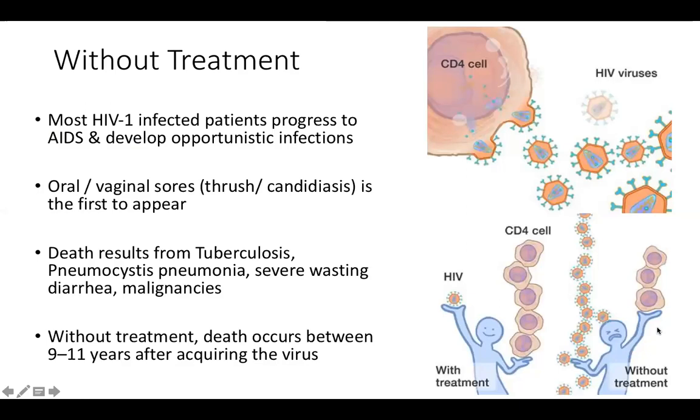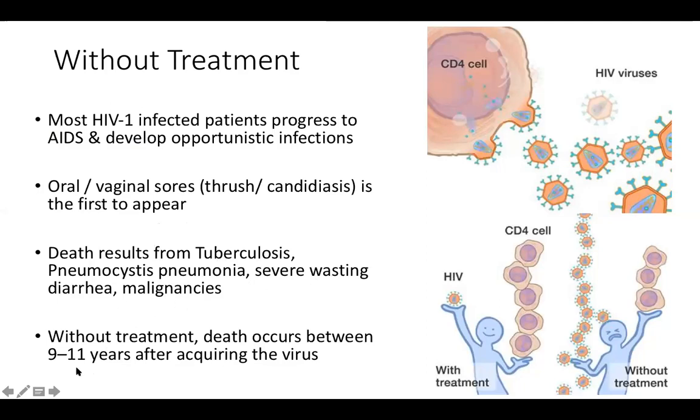So now coming to, we have done the etiopathogenesis, clinical features, lab diagnosis. After lab diagnosis comes management or treatment. So without management, what happens? Most HIV patients progress to AIDS, develop opportunistic infections. First, they will develop thrush. You saw that lady's picture. Finally, they will develop more serious infections. The death is often due to tuberculosis, pneumocystis, or severe wasting diarrhea, or due to malignancies.